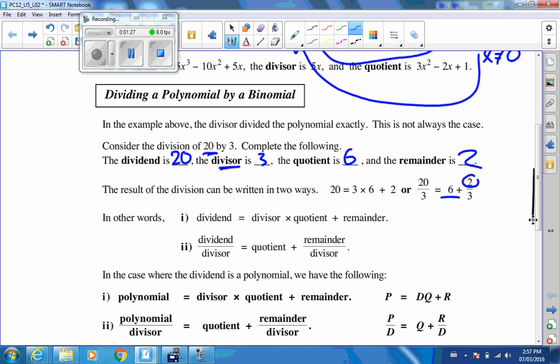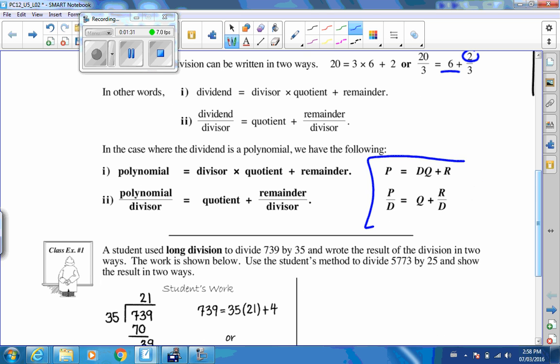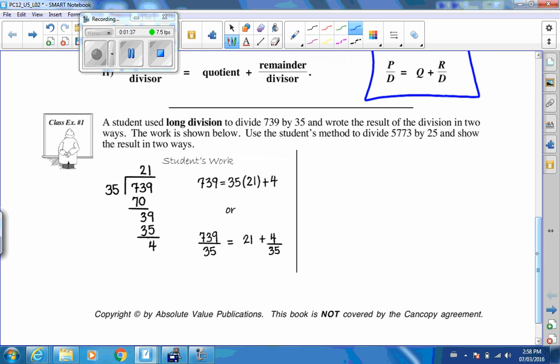So there's 2 ways we can write this. And both of them are right here. They're both very useful, and we'll use them a lot. So here's an example of this long division.